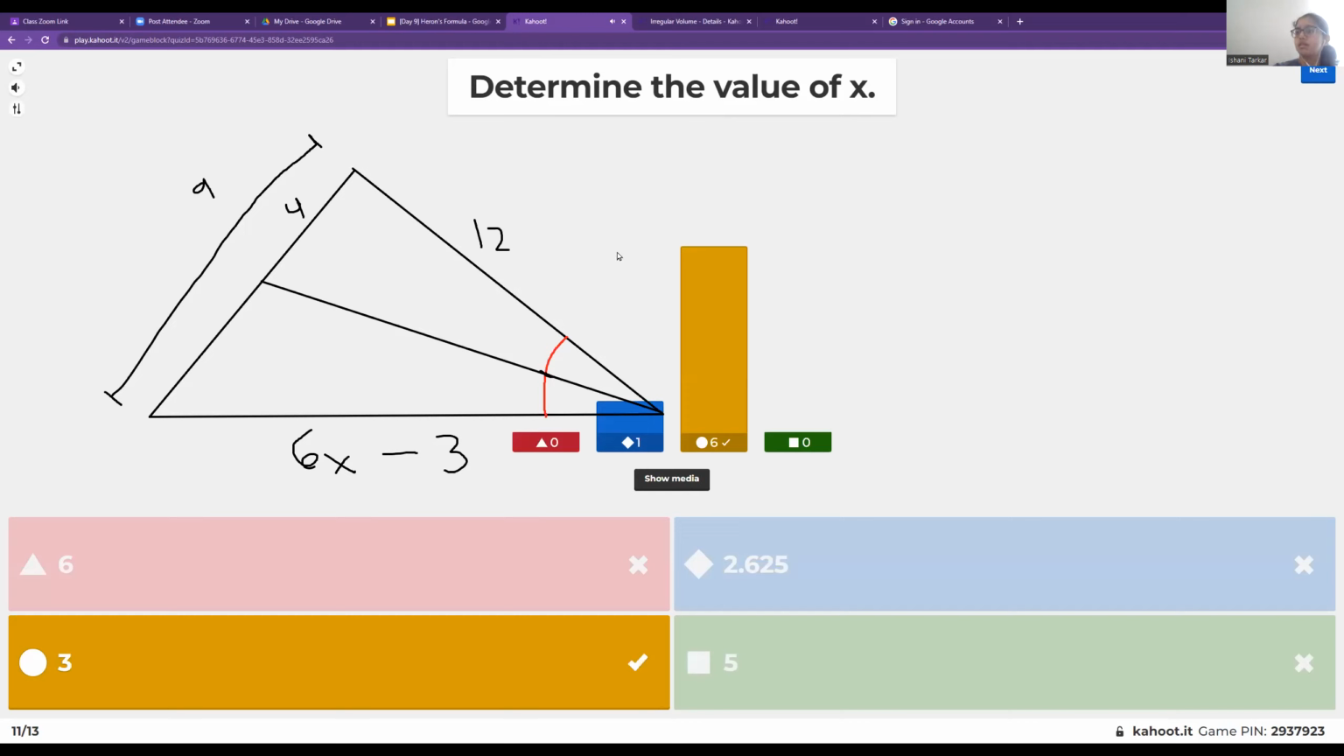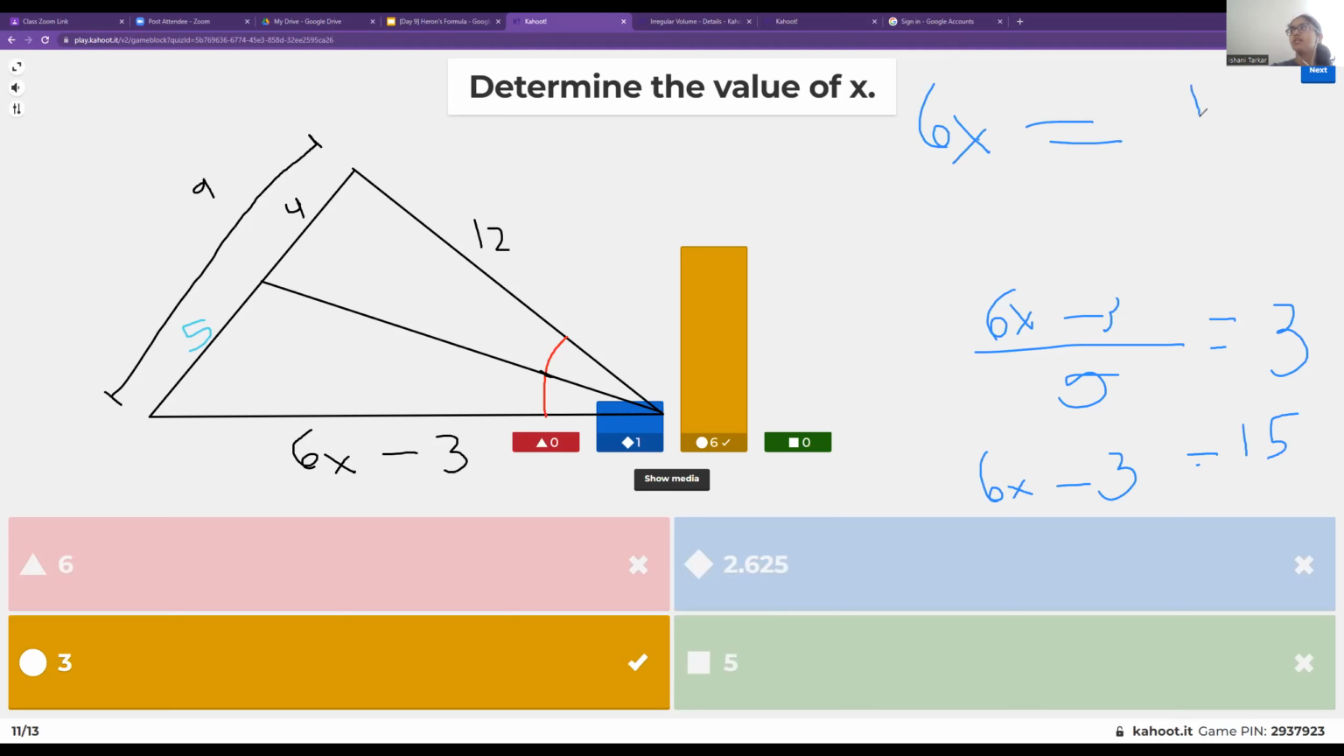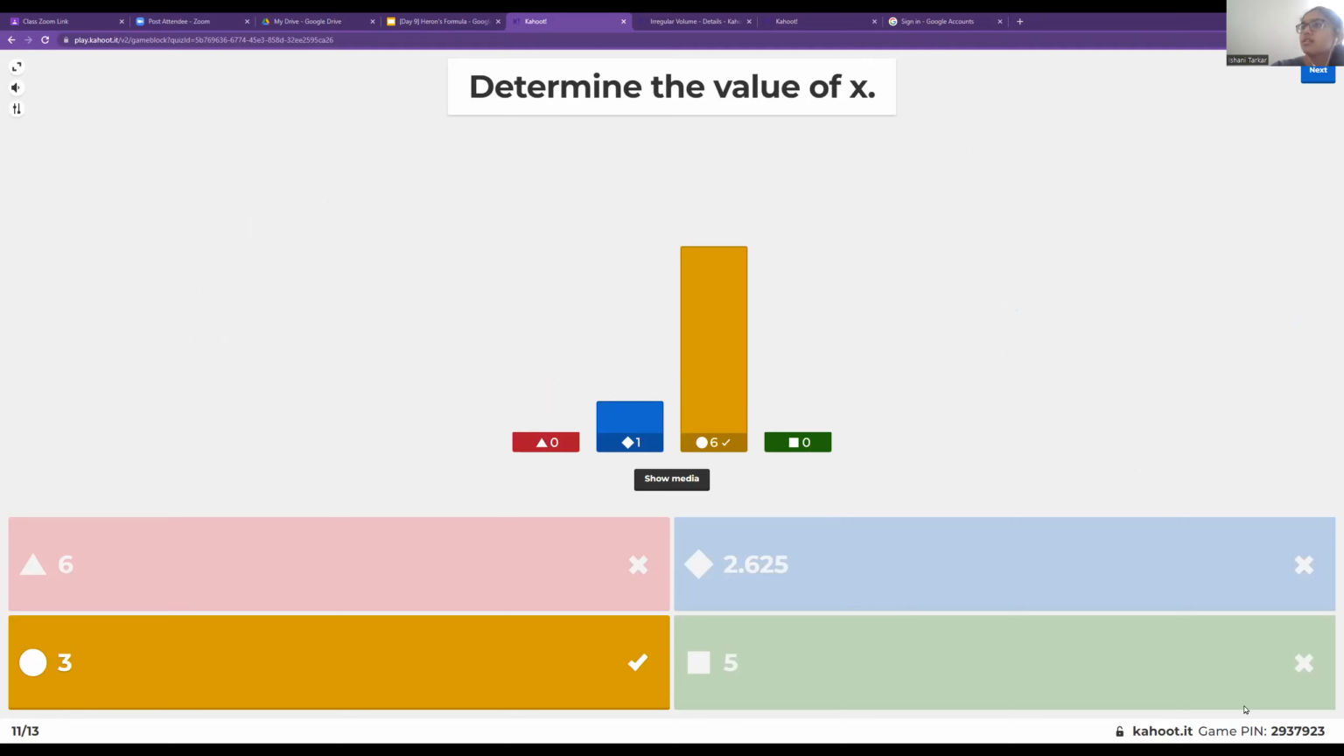Okay, so most of you got the right answer. So remember this entire length is 9, so we would get 5 for this side, right? And then next we would do 6x minus 3 over 5 is equal to 12 over 4, which is just 3. We multiply both sides by 5, we get 15 is equal to 6x minus 3, and we add 3 to both sides, and we get 6x is equal to 18. We divide both sides by 6, and we get x is equal to 3. So most of you got that. So good job. So that is our last question.